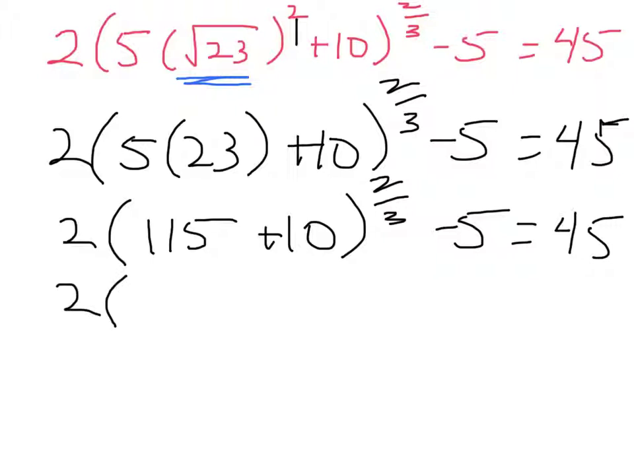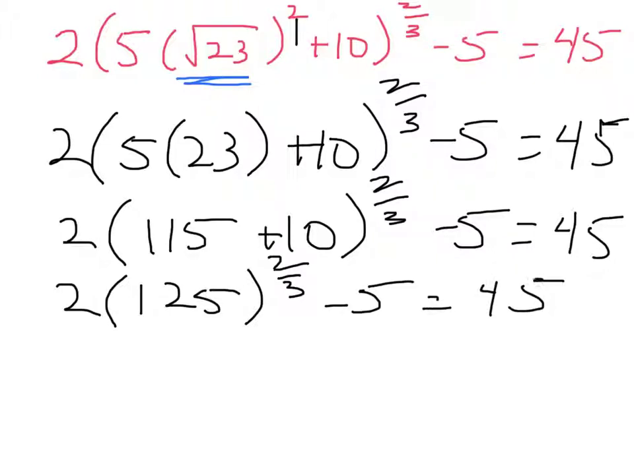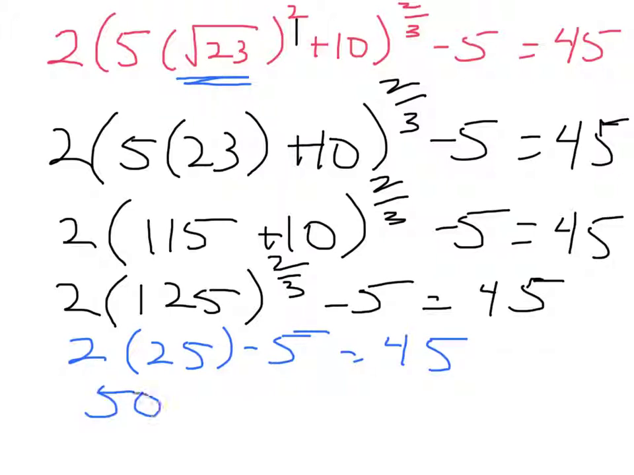2 times 125 to the 2/3 power minus 5 equals 45. Well, I'm looking at 125 to the 2/3 power. I know the cube root of 125 is 5. And if I square that, it becomes 25. So I have 2 times 25 minus 5 equals 45. And so I have 50 minus 5 equals 45. So indeed, the answer works out correctly.